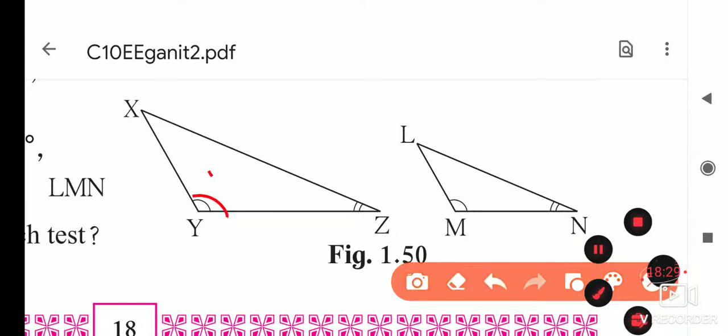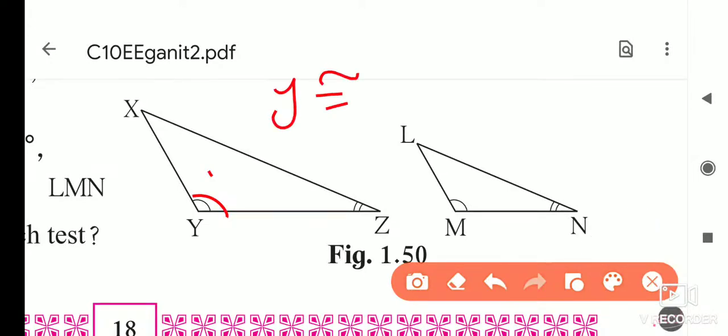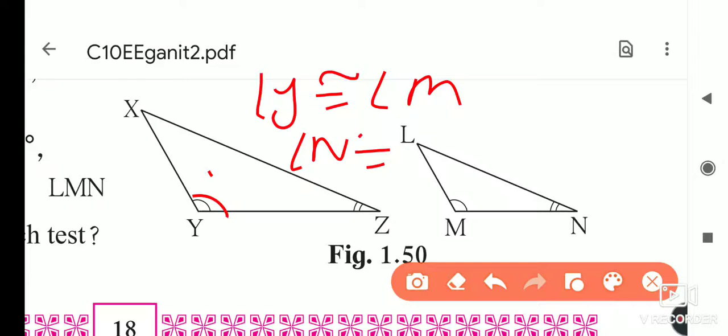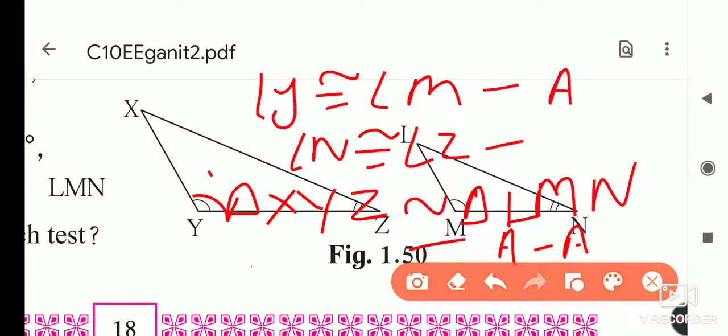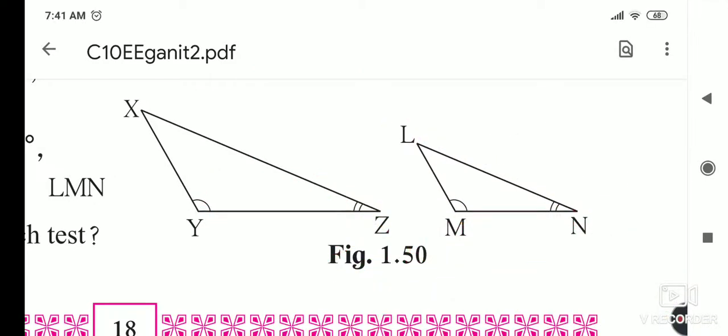If you see here, angle Y is congruent to angle M, and angle Z is congruent to angle N, then triangle XYZ is similar to triangle LMN by which test of similarity? The AA test of similarity. Here it is an angle and here it is an angle, so they are similar to each other by the AA test of similarity.